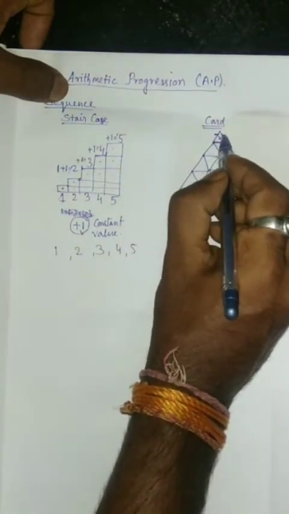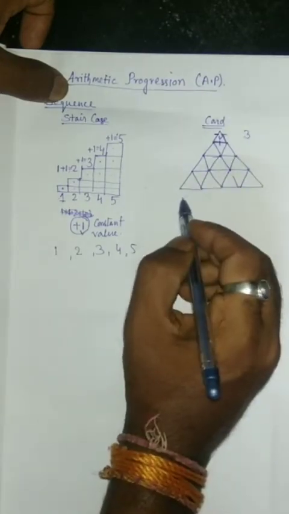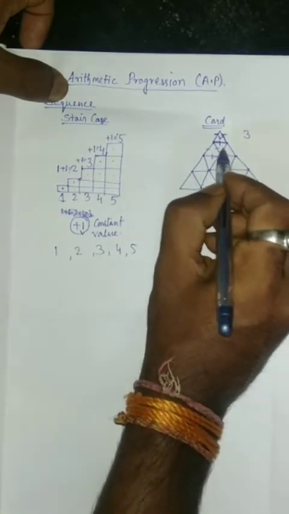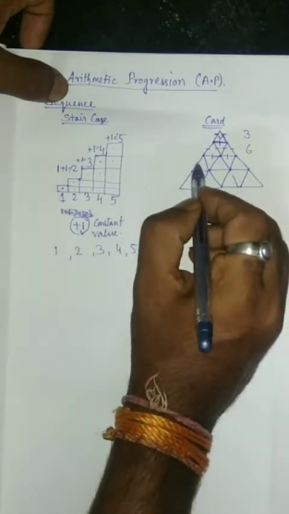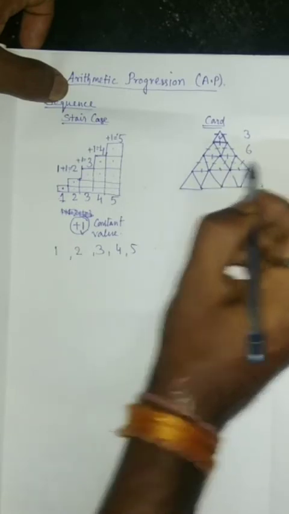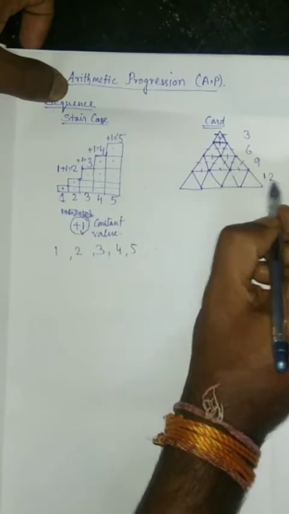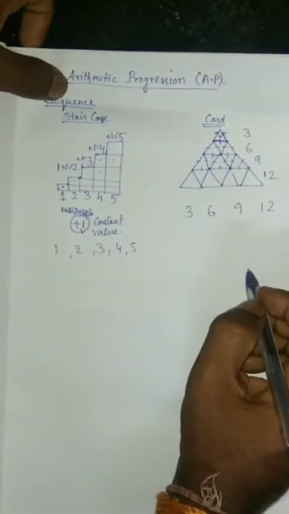1, 2, 3. In the second block 1, 2, 3, 4, 5, 6. In the third 1, 2, 3, 4, 5, 6, 7, 8, 9. And in the fourth block, I have used number of cards 12. That is 3, 6, 9 and 12. These are my cards in each block.